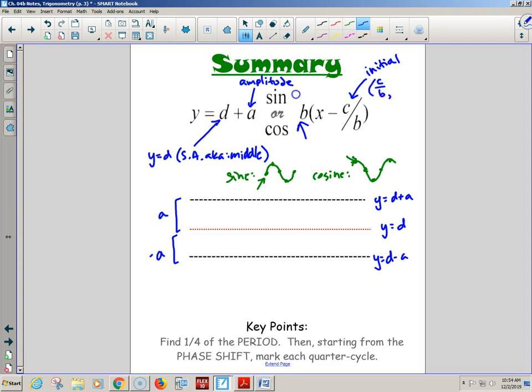So C over B, comma, and then it depends. For cosine, he's going to be at this, D plus A. And for sine, he's going to be at that y equals just D. But just remember middle. It kind of just naturally happens. But yeah, that little y guy will change based on whether it's a sine curve or a cosine curve, whether it's been reflected, etc.